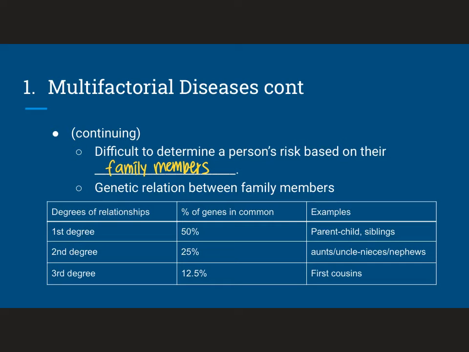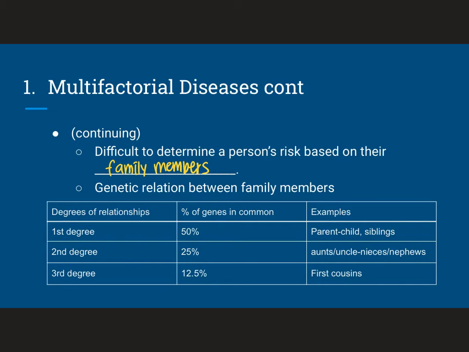On the bottom of this slide, I have a chart that explains the degrees of relationship and the percentage of the genes that you share with those relatives, so that we can see how you may or may not have certain risks based on your family members. So let's say the first degree is going to share 50% of your genes in common. For example, your parents with you, or you and your siblings.